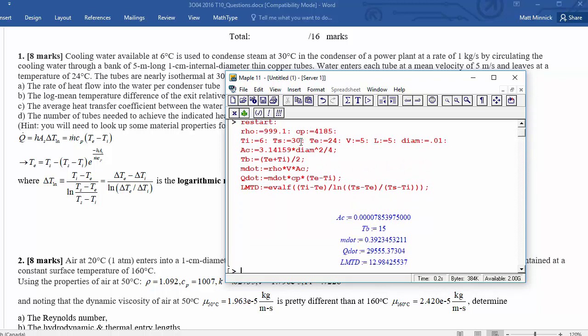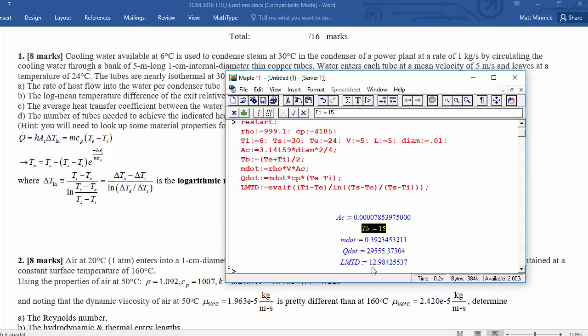So we start off at 30 degree wall to 6 degree fluid, which would be a difference of 24, and then we end off at 30 degree wall to 24 degree fluid, which by symmetry I guess would be a difference of 6. So the average difference of 6 and 24 would be 15.